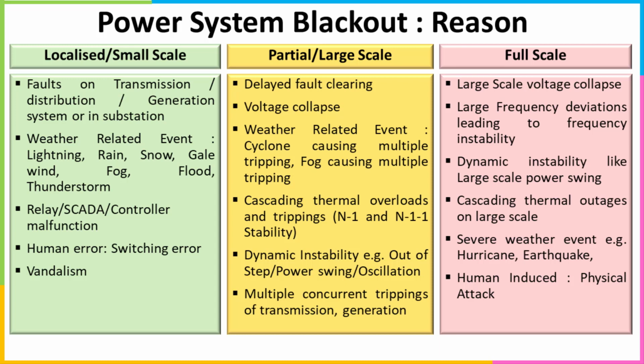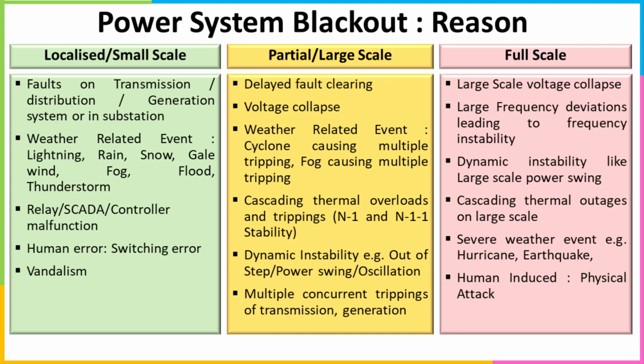Already told you about that. There are multiple concurrent trippings in the transmission system due to, say, coal not being available to the power plants. In that case, what will happen? You have to switch off, one by one, the larger power plants which are dependent on coal. And if you don't have an adequate amount of other reserves, you cannot serve that much load. So that also results in this kind of blackout.